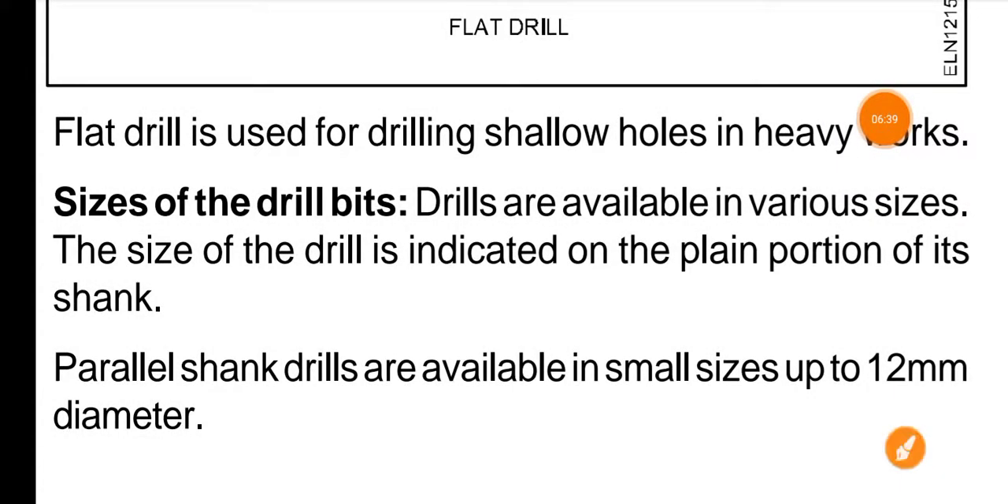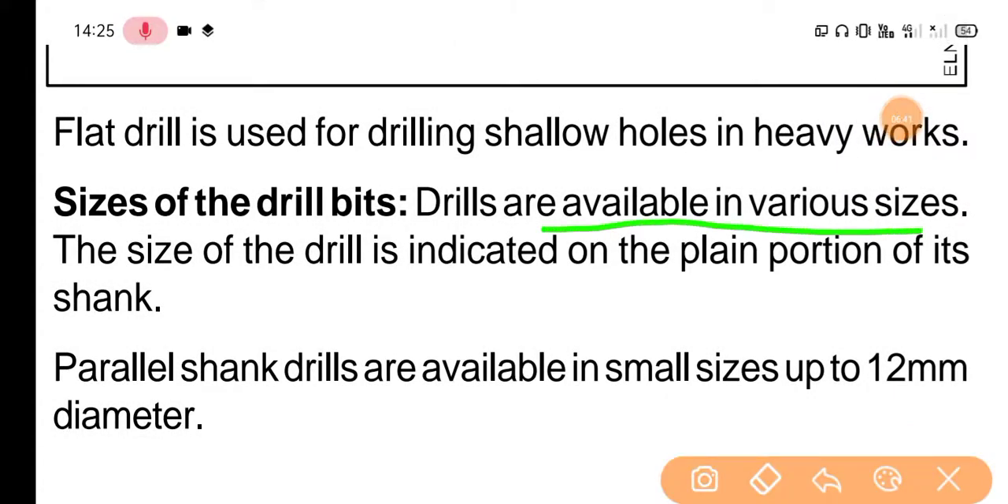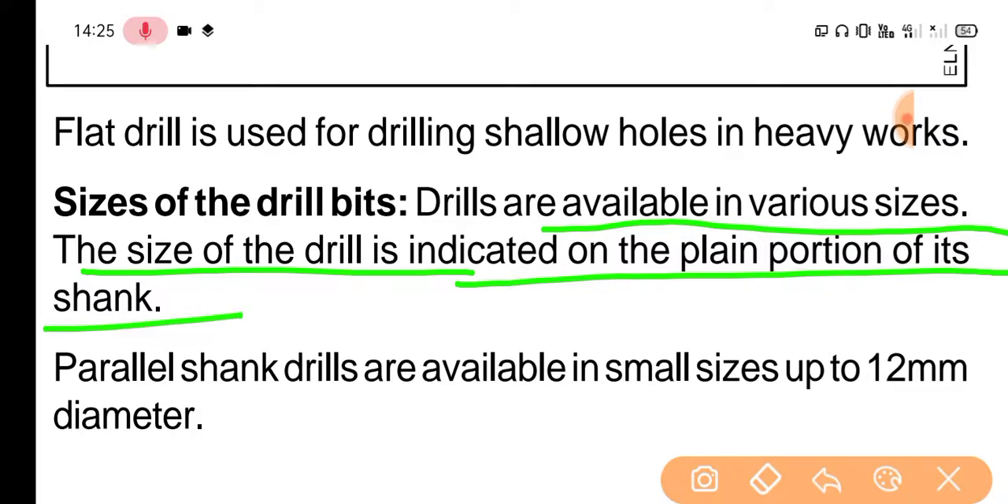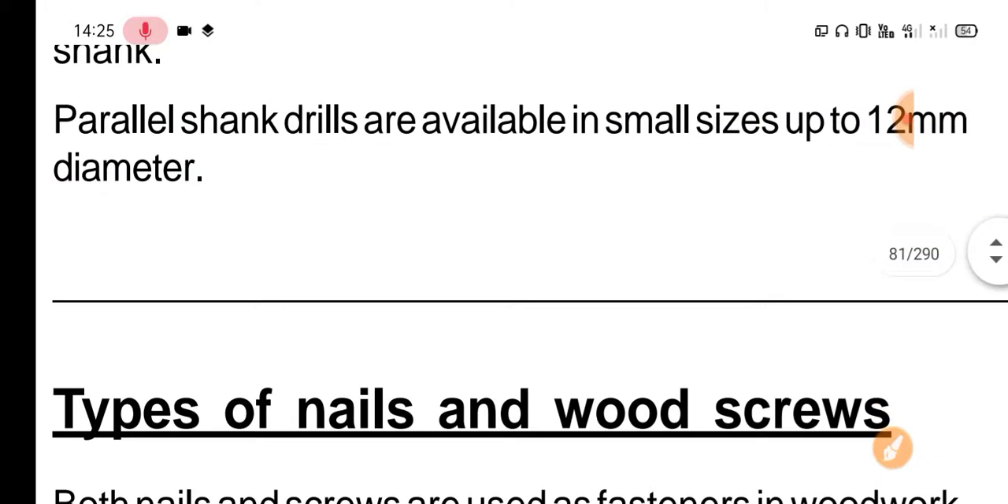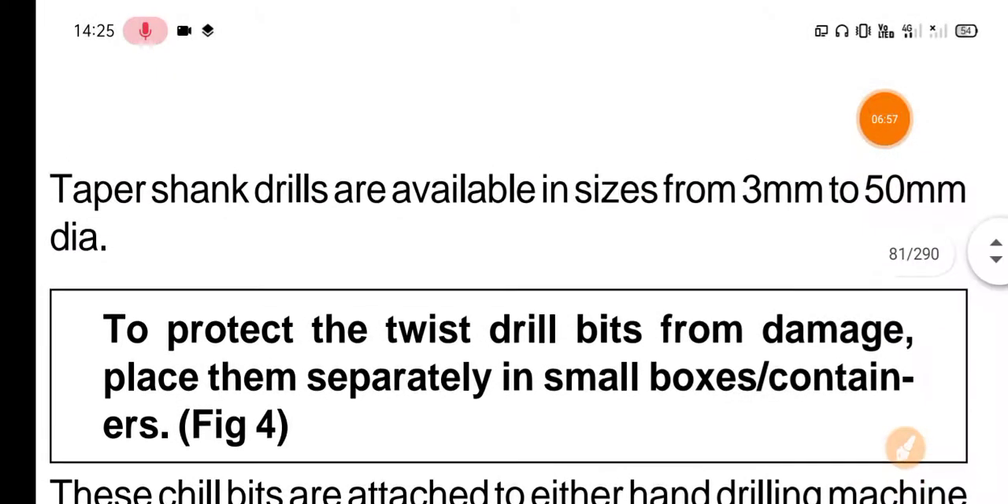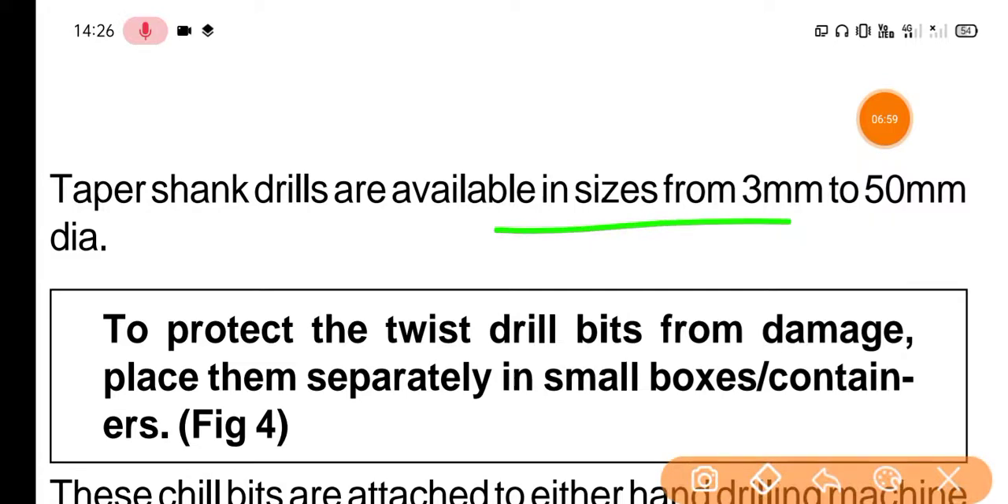The size of drill bits. Drills are available in various sizes. The size of the drill is indicated on the plain portion of its shank. The parallel shank drills are available in small sizes up to 12 mm diameter. Tapered shank drills are available in sizes from 3 mm to 50 mm diameter.